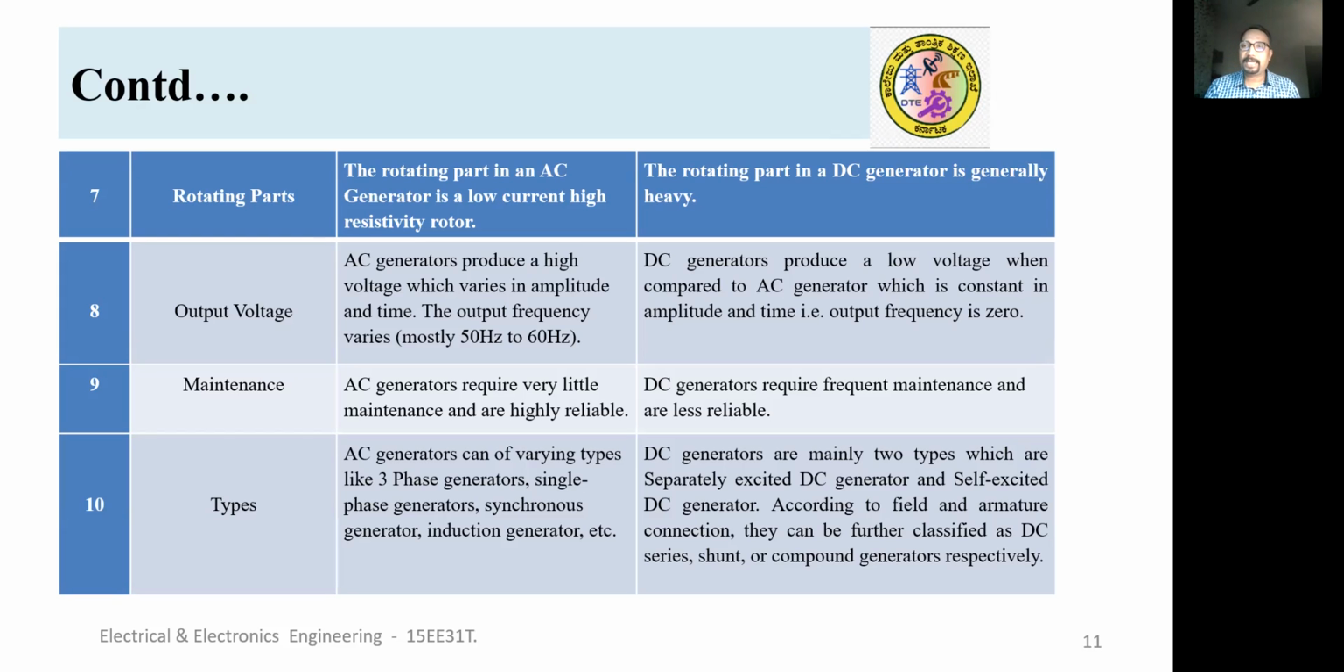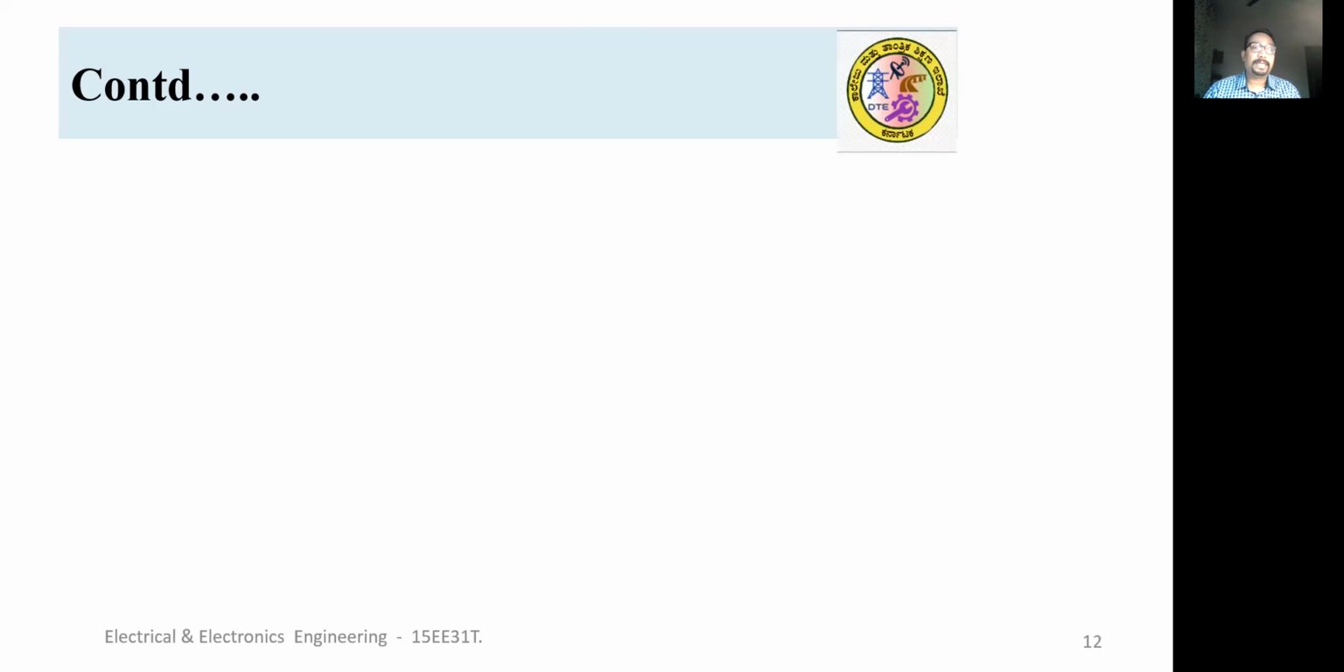The electromagnet DC generators are further classified as separately excited or self-excited. In the case of self-excited, depending upon how the field winding is connected with the armature, it is further classified as series generator, shunt generator, or compound generator. These things we have already discussed in units 1 and 2. So this is the difference between the alternator and DC generator in terms of output voltage, maintenance, and types. The next one.